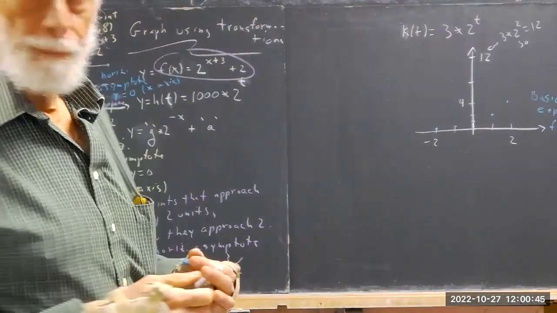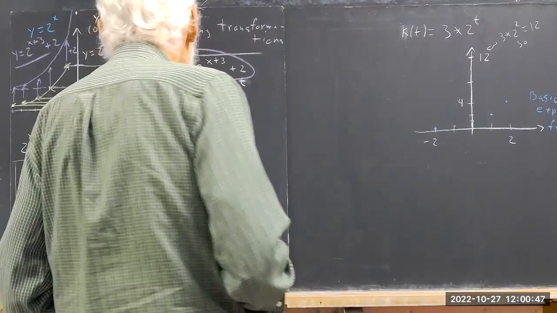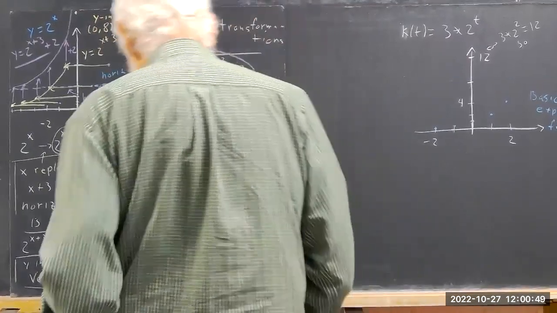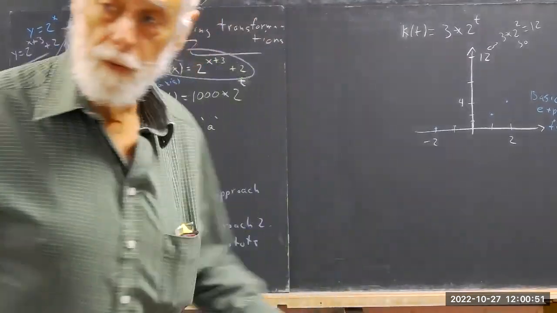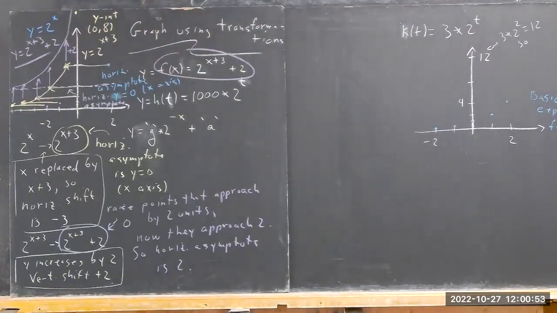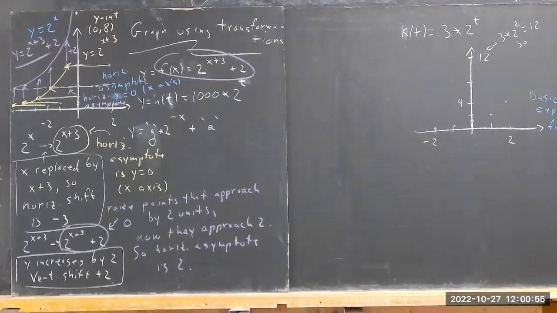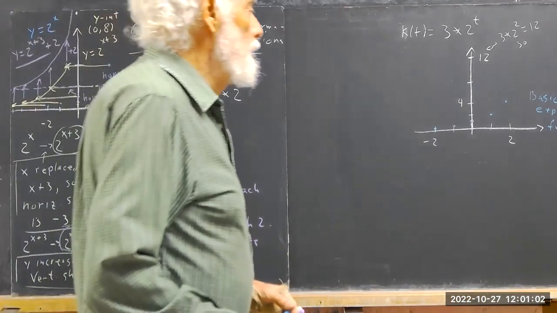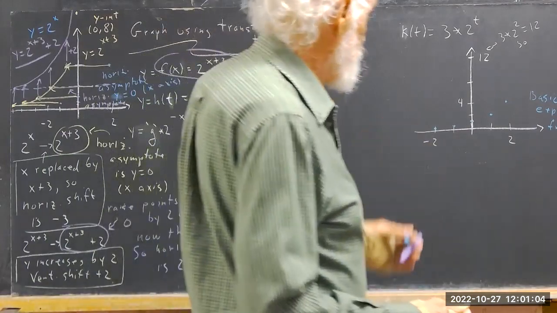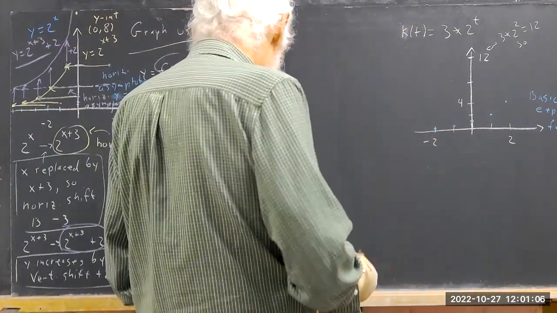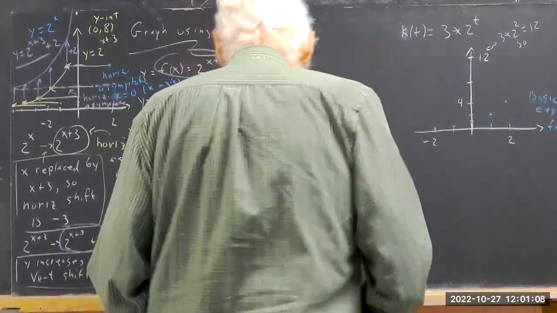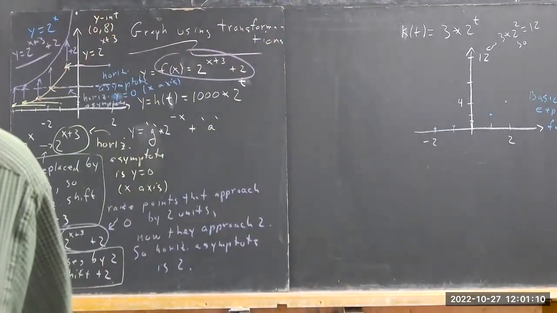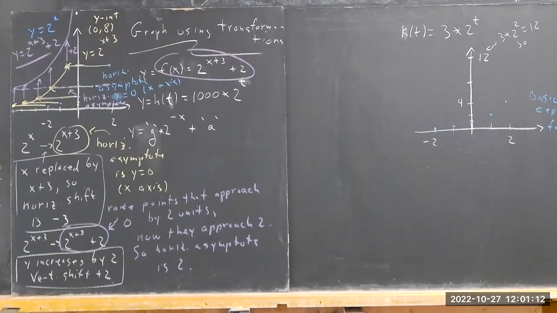Okay. Now, we want to vertically shift this graph. If I can find my yellow chalk to follow the same color pattern I did over here. Well, actually, we're doing different transformations, so I don't really have to do that. I'm going to use a different color here.